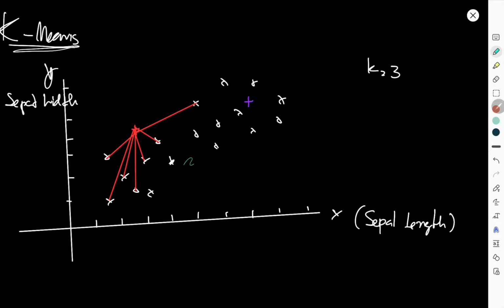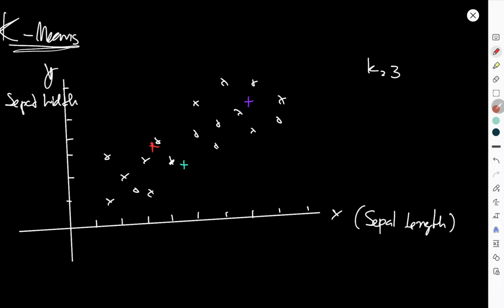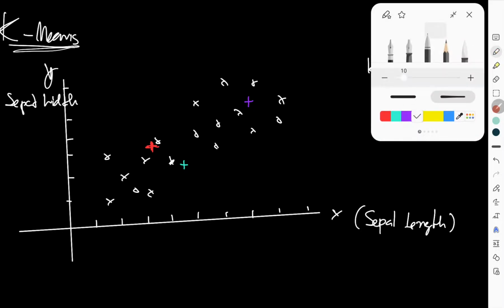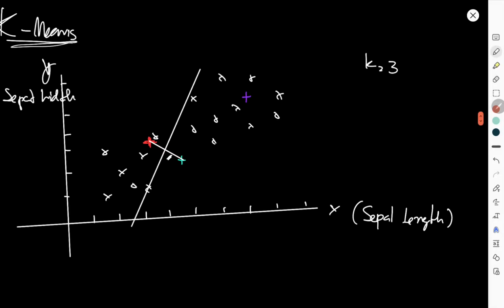So this one will move to around here, and the red one will move to here, where this is the average of x and this is the average of y. In our programming we have to calculate it, but this one is just the demonstration. So now we can do the next round. I will use this line to guide us.